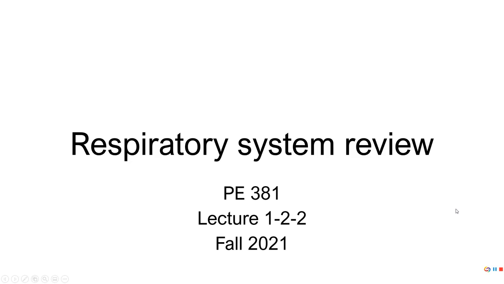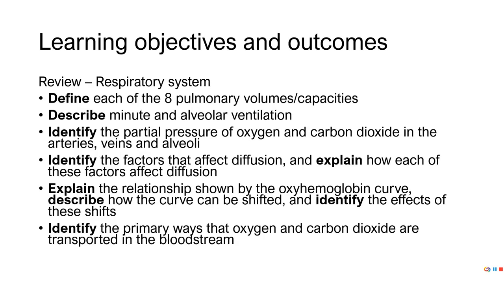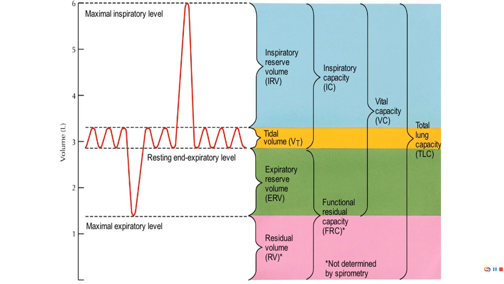So we'll continue on with the respiratory system review. Here are the 6 objectives for this little lecture. So we're going to start off with the 8 main volumes or capacities. And as we go throughout the semester, and specifically when we're talking about the cardiorespiratory systems, we'll get into how these change a little bit.